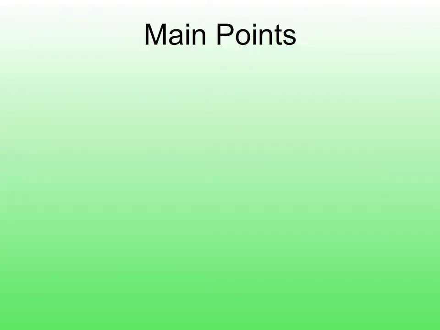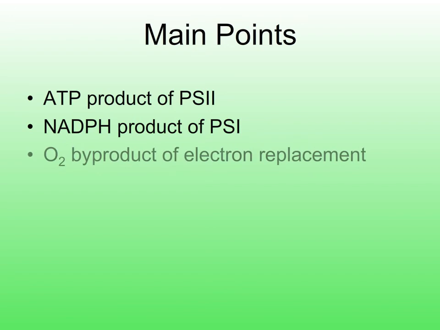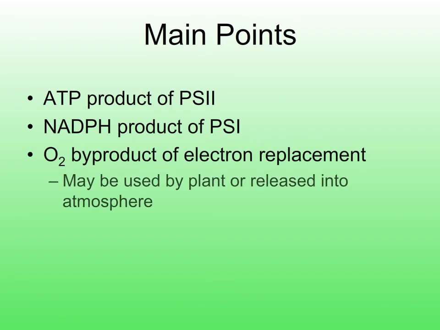Here are the main points to remember about the light reactions. ATP is the product of PS2, NADPH is the product of PS1, and the hydrolysis of water is to replace the electrons in PS2. A byproduct, oxygen, is released into the atmosphere or can be used by the plant during cellular respiration.